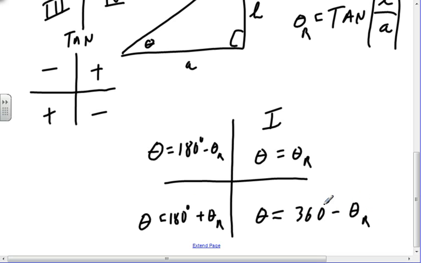I can do that all over again in radians if I want to, but I won't do it over again in radians.